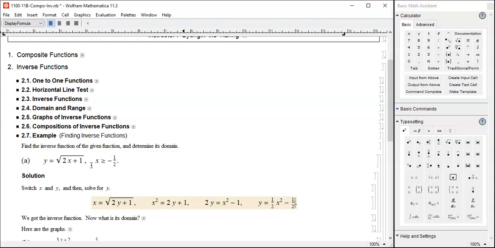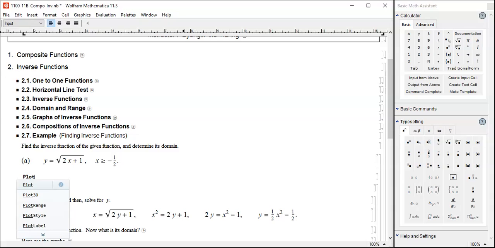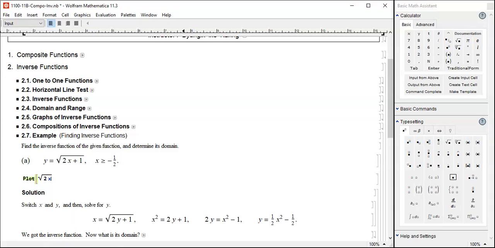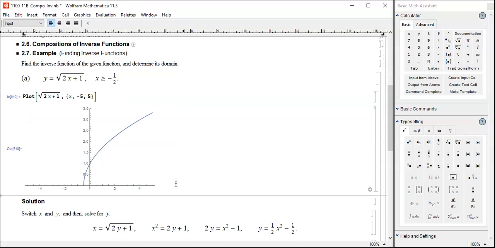So here we have the original function, and here we have the inverse function. But then again, that's not the end of the story here. If you plot this graph, the original function, we have this kind of graph, and clearly this is a one-to-one function. You can see that, right?